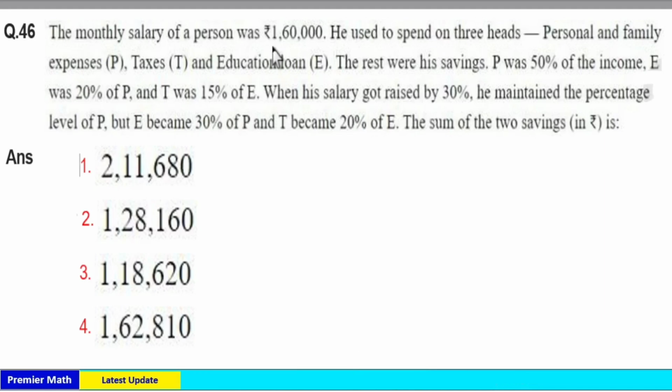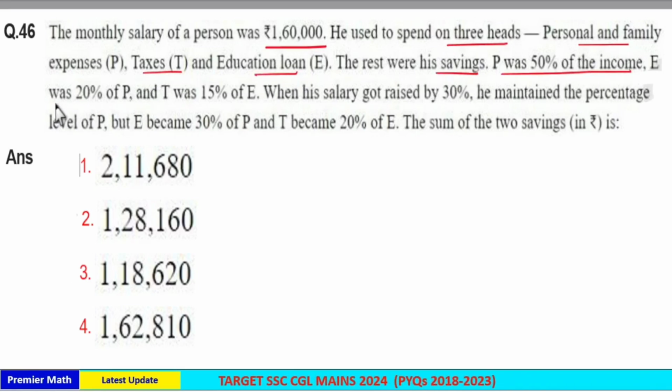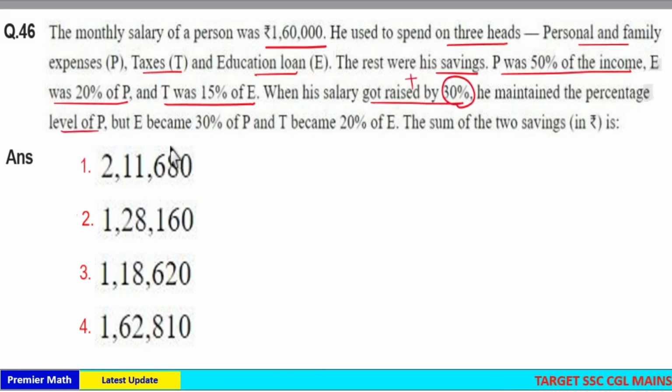The monthly salary of a person was 1,60,000. He used to spend on 3 heads: personal and family, taxes, education loan. Rest were his savings. P was 50% of the income. E was 20% of P. T was 15% of E. When his salary got raised by 30%, he maintained the percentage level of P, but E became 30% of P, T became 20% of E. Then sum of two savings is.